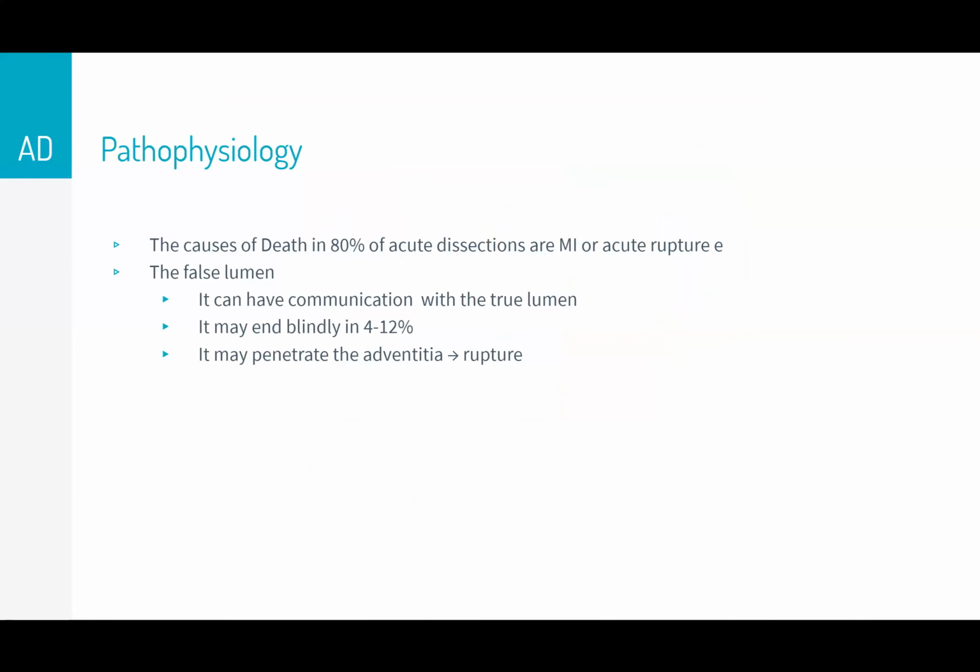To continue in the pathophysiology, the cause of death in 80% of acute dissection is mainly because of MI or acute rupture. The false lumen can have a communication with the true lumen. That's why when we leave the type B aortic dissection, most of the time there are no signs of malperfusion syndrome because both lumens are communicating and blood flows in both of them. The second one, it may end blindly in 4 to 12%. And the last one, that it may penetrate the adventitia and cause rupture.